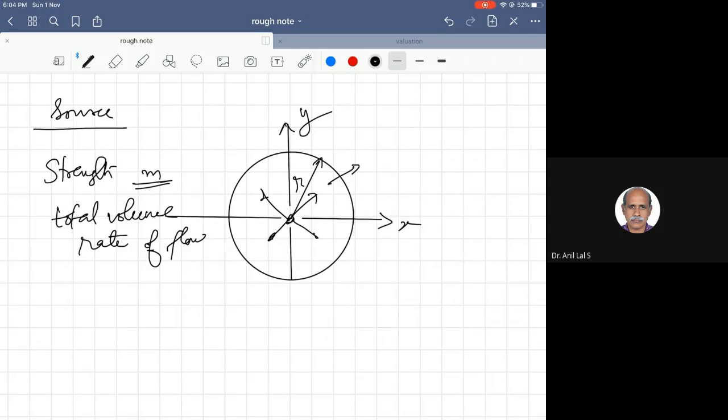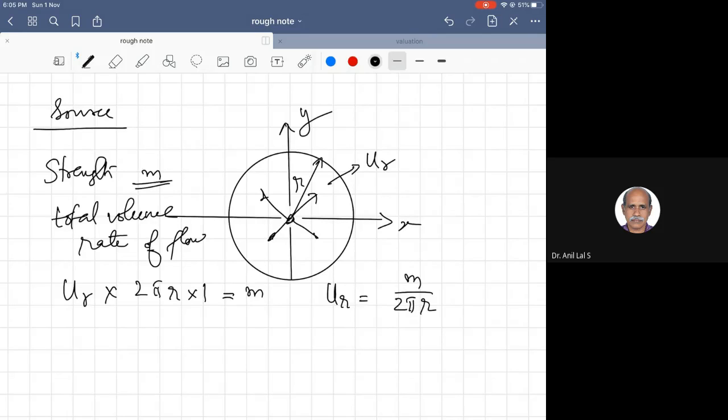Okay. Suppose the radial velocity is u_r. Into the area, the circumference of the circle is 2 pi r into a certain height, and the height we take as 1, which is equal to m. This is how the strength is defined. So likewise, you can write u_r is equal to m by 2 pi r.